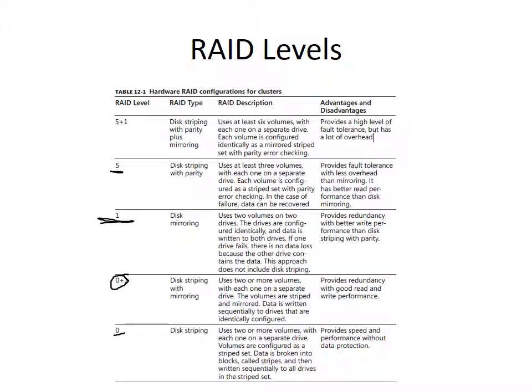Same thing with 5 plus 1. It requires 6 disks, and RAID 5 plus 1 is basically 2 RAID 5 volumes in a RAID 1 array. So the whole RAID 5 array gets mirrored to another RAID 5 array, and that way you can lose a ton of disks, 3 disks at the bare minimum, without losing your data.